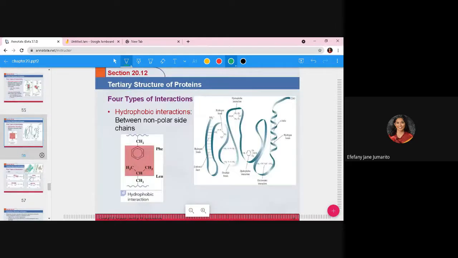So, the structure. Then we have also the hydrophobic interaction. It's in between the nonpolar phenylalanine and the nonpolar leucine. When that forms, it interacts through hydrophobic interactions. So just take note here of the interactions that occur in tertiary structure. We have the disulfide, the electrostatic, then hydrogen bonding, and then we have the hydrophobic interaction.